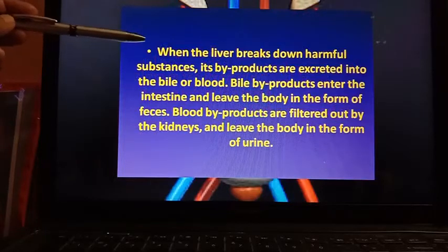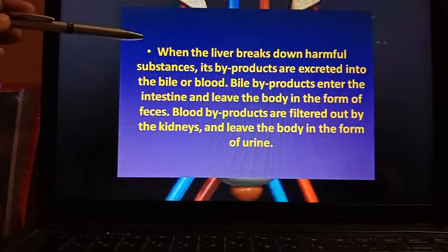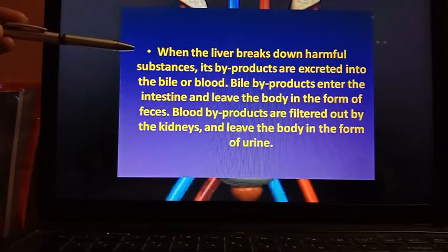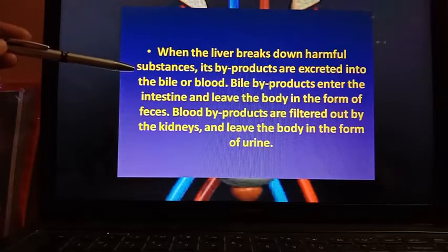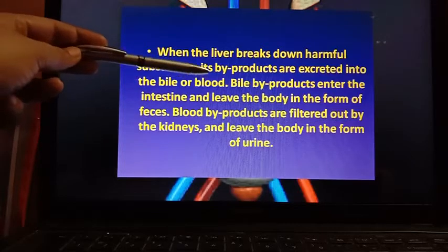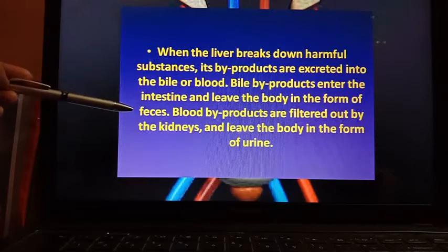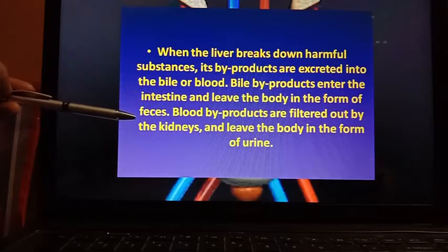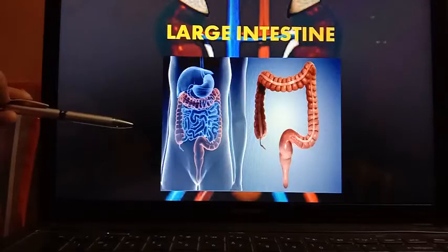One important note: when the liver breaks down harmful substances, because as an excretory organ the main function of the liver is to detoxify the harmful substances, its byproducts are excreted into the bile or blood. Bile byproducts enter the intestine and leave the body in the form of feces. Blood byproducts are filtered out by the kidneys and leave the body in the form of urine. Remember this, very important note.